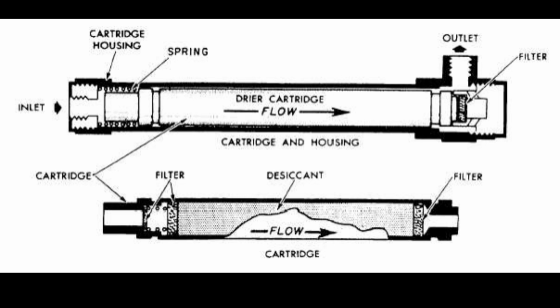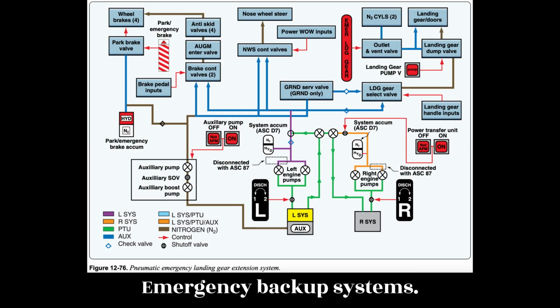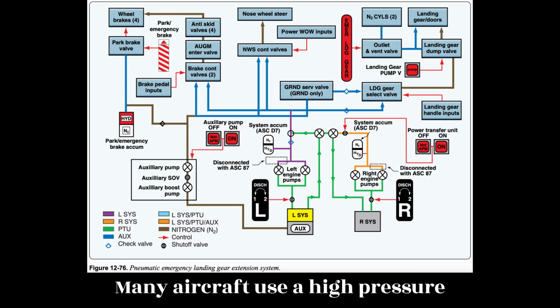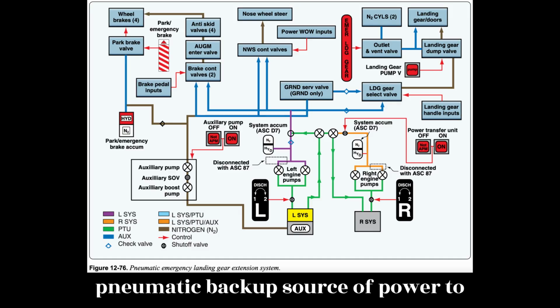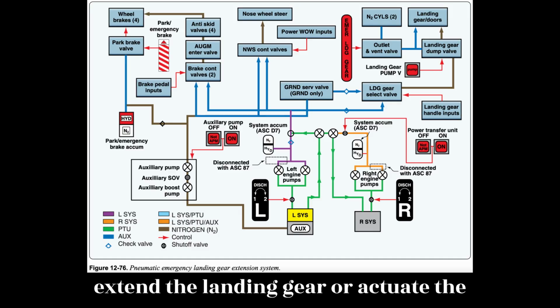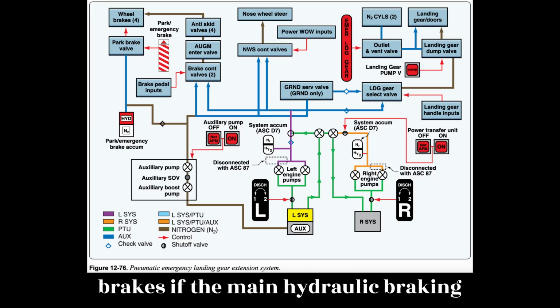Emergency backup systems. Many aircraft use a high-pressure pneumatic backup source of power to extend the landing gear or actuate the brakes if the main hydraulic braking system fails.